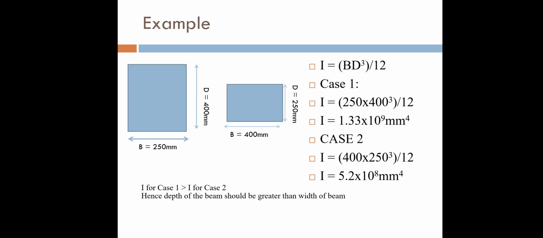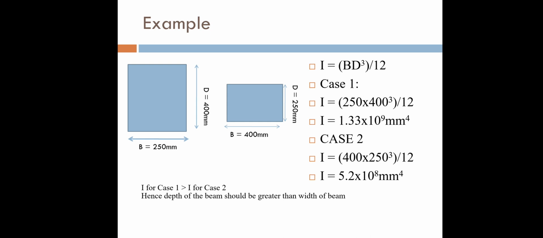In case 1, B equal to 250 and D equal to 400, so it will be 250 into 400 cube divided by 12. The moment of inertia value comes to be 1.33 into 10 power 9 mm power 4 upon simplification, and in case 2 it comes to be 5.2 into 10 power 8 mm power 4. If we visualize these results, the moment of inertia for case 1 is greater than case 2.